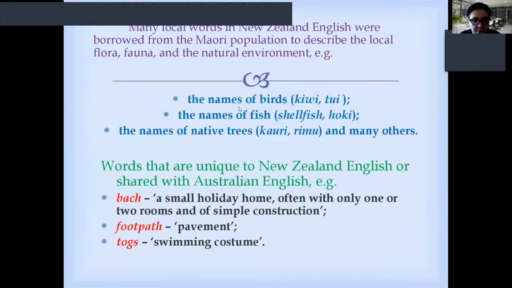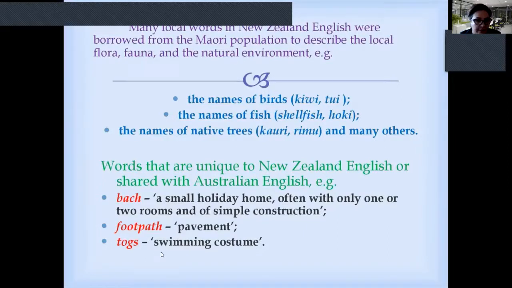There are many interesting examples that are used in New Zealand English, but they are borrowed from the Maori population in order to describe flora, fauna, and natural environment. For example, kiwi and tui are the names of birds. Shellfish, hoki, the names of fish. Kauri, rimu, the names of native trees, and many others.